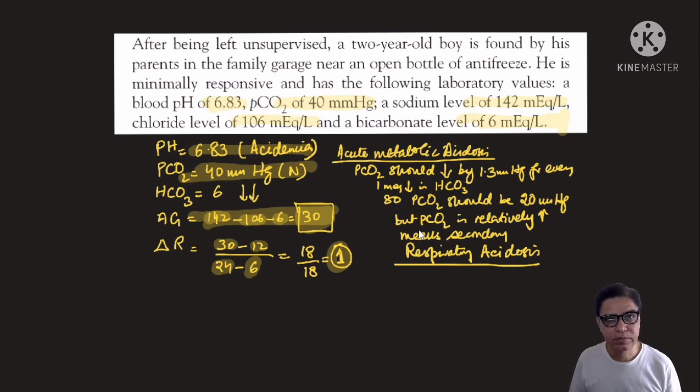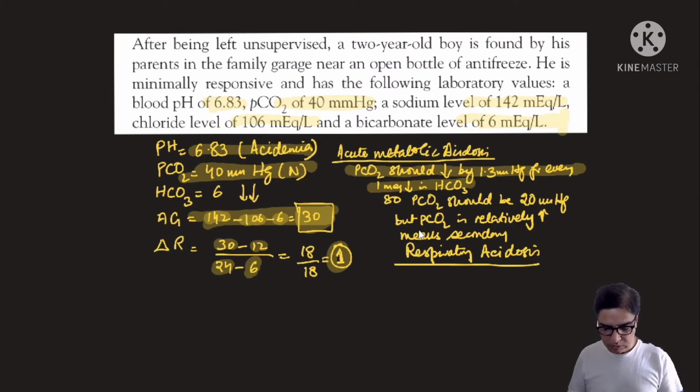High anion gap metabolic acidosis. If we take the delta ratio, which is change in the anion gap divided by change in the bicarbonate level, it comes out to be around 1. Now, we know that for an acute metabolic acidosis, the PCO2 should decrease by 1.3 millimeter of mercury for every 1 milliequivalent drop in bicarbonate. Now, the bicarbonate has gone to 6, so from 24, it is 18 milliequivalents low.